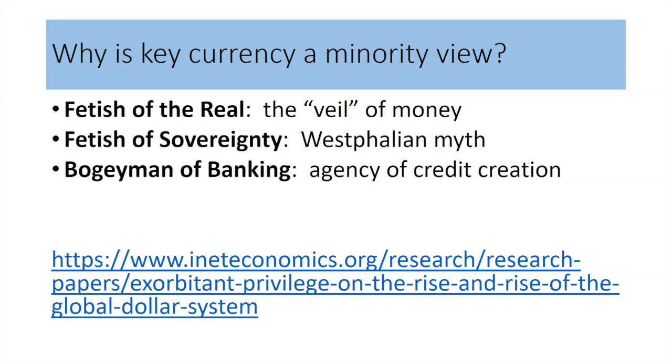And then third, what I call in the paper the bogeyman of banking, which is the agency of credit creation, the way that banks can, by expanding their balance sheets on both sides, provide new credit to governments, to business. And so both business and governments are a little anxious about that. They see their projects seem to be dependent on convincing bankers to finance them. And to keep that anxiety away from us, we can abstract from the agency of credit creation. And so that's a reason these are psychological obstacles to adopting the international, the key currency version of the money view.